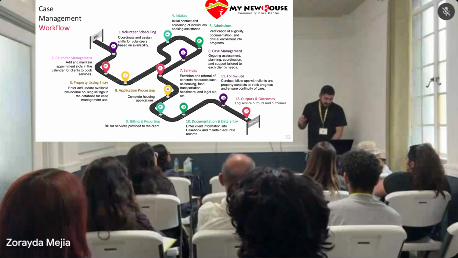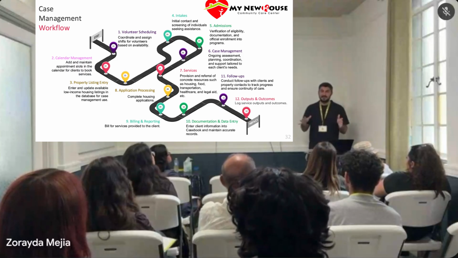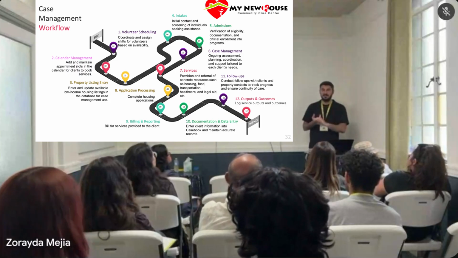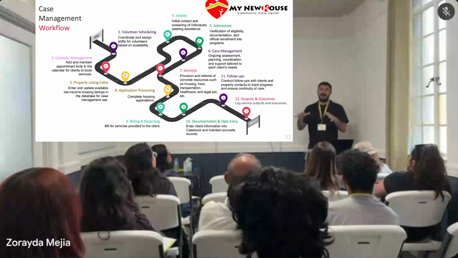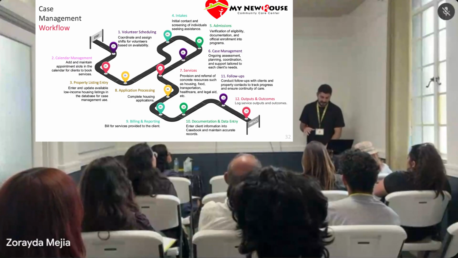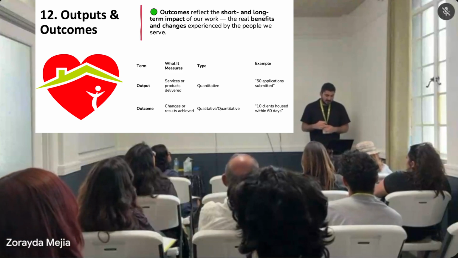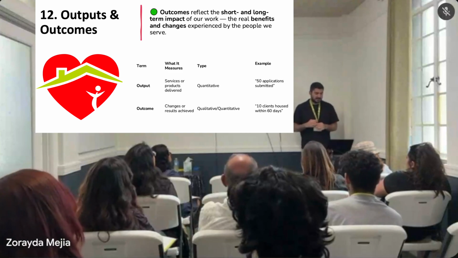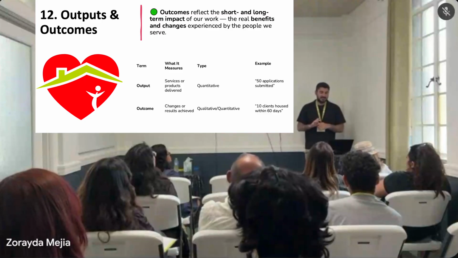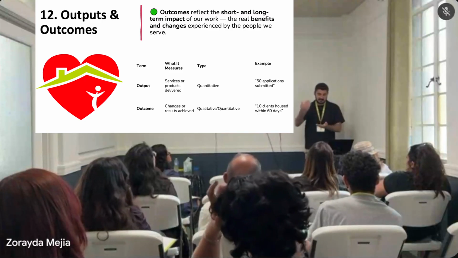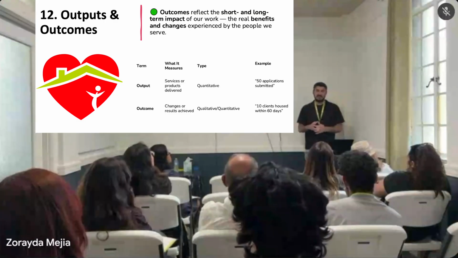And then we come to step 12, outputs and outcomes. This is how we measure our success rate when we refer to the insurance companies and medicals. Properties, you want to say this is how many people we've been able to house, this is how we measure those metrics. So we have outputs and outcomes. What are they? An output is a service or product delivered, such as just saying we submitted 50 applications. That's what we do. The outcome is the result of the output, which is like we say, well, we housed 10 clients within 60 days.